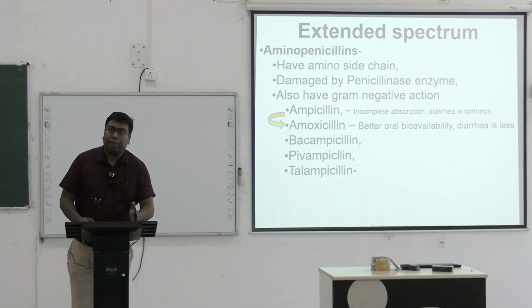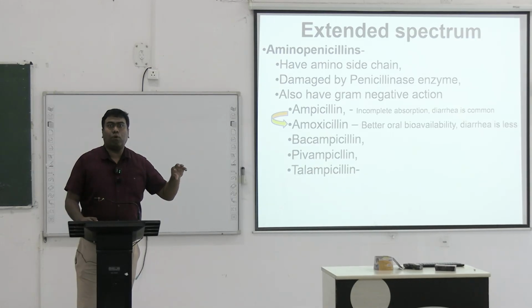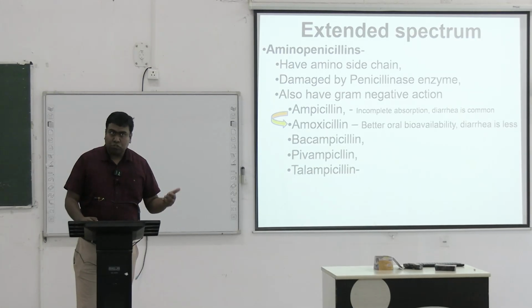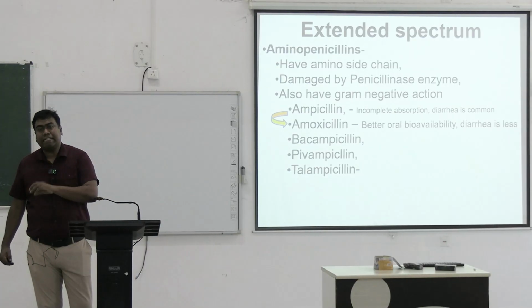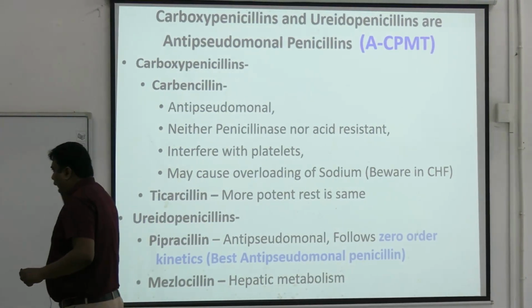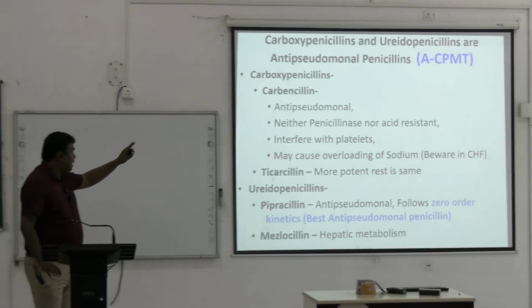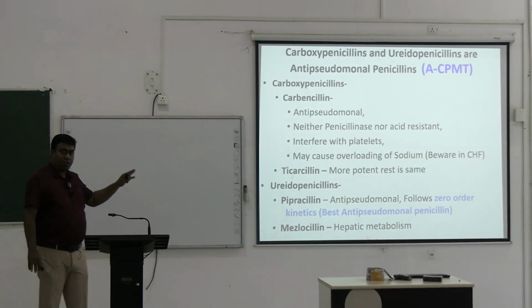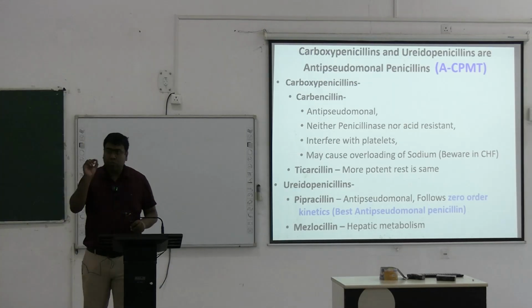So why do we prefer Amoxicillin over Ampicillin? Because Amoxicillin is more completely absorbed in the upper GIT, so a lesser amount of Amoxicillin goes into the lower GIT, and there is a lower incidence of diarrhea compared to Ampicillin. Clear why we prefer Amoxicillin over Ampicillin. Now anti-pseudomonal penicillins: one is carboxypenicillin, Carbenicillin. They have anti-pseudomonal effects. It is not acid resistant. Then in which route would it have to be given?